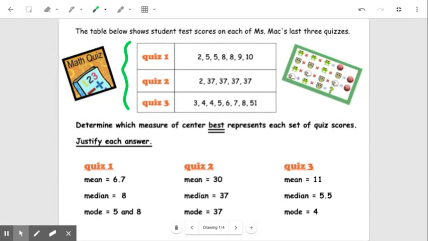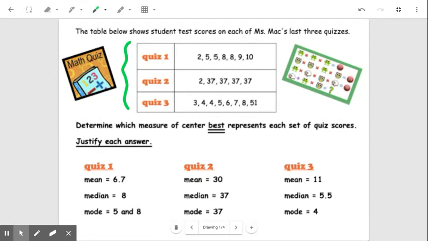So what I'd like you to do right now is pause the video and look at this screen and at each quiz down below, and decide which measure of center, mean, median, or mode, best represents each quiz score. And then have a piece of paper and a pencil, write down which one is which, and think about why you would choose that particular measure of center.